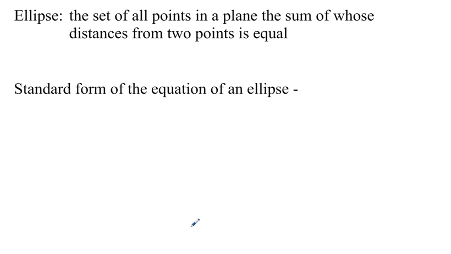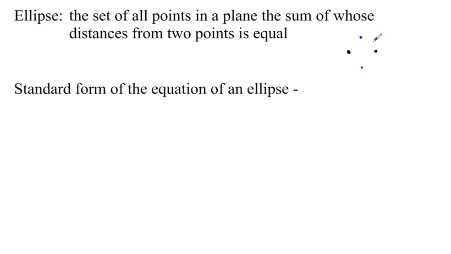Third conic section, an ellipse. An ellipse is the set of all points in a plane, the sum of whose distances from 2 points is equal. What does that mean? Well, it means if I give you 2 points, and I say find all the points that have the same sum, like if we add the distances from here, you get the same thing. Like, for example, this point here, and this point down here. If you add the distance to those 2 points, you get the same thing.